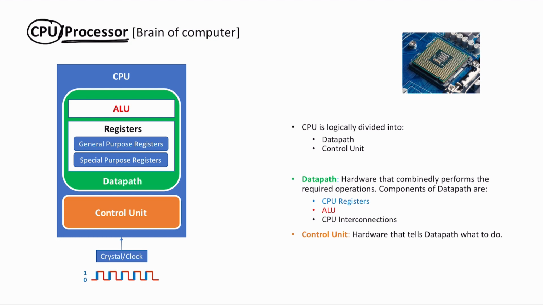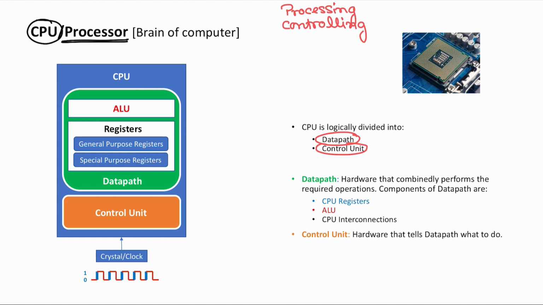Now this is a CPU, and a CPU is logically divided into two parts: data path and control unit. Similar to a brain, the CPU performs two major tasks. What are those two major tasks? One is processing, second is controlling. Now processing involves performing some operation.